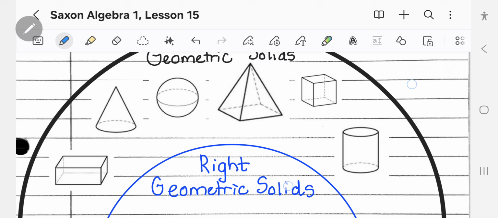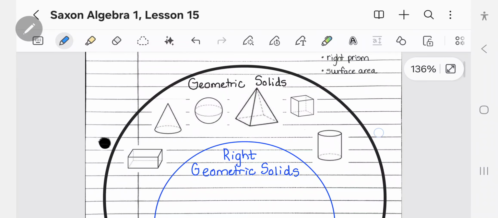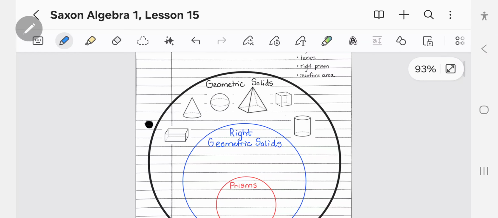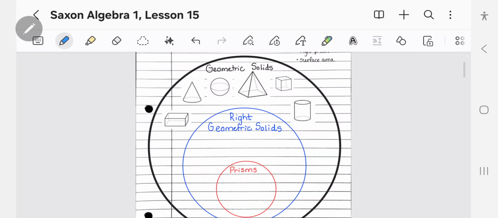Now I went ahead and made a Venn diagram. If you've seen a couple of my videos, you know that I like Venn diagrams to organize information. So we're going to look at some of the vocabulary terms that they give you in this lesson in this Venn diagram. The black circle represents geometric solids that we just looked at, and they each have different names, and we'll talk about those. And then there's a blue circle for right geometric solids.